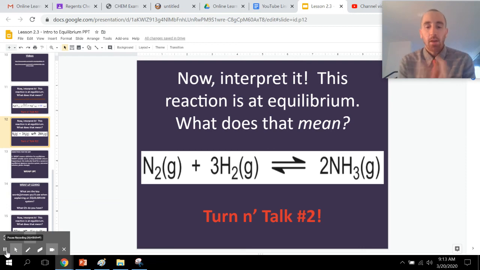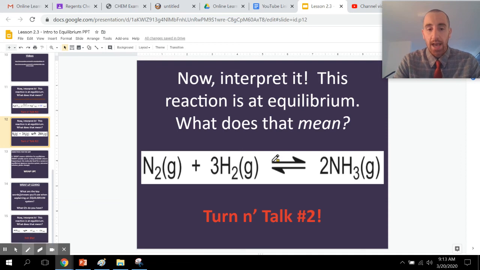Here we go. Okay, so if this is at equilibrium, the rate at which N2 and H2 turn into NH3 is equal to the rate at which NH3 turns back into N2 and H2. In other words, to go back and tie in some new vocabulary, the rate for the synthesis of NH3 is equal to the rate for the decomposition of NH3 into its elements. So the rate of the forward reaction equals the rate of the reverse reaction.